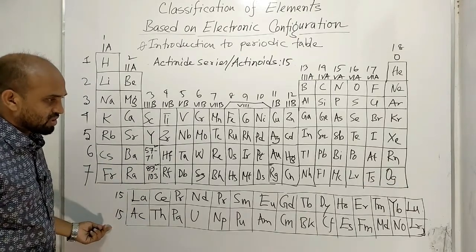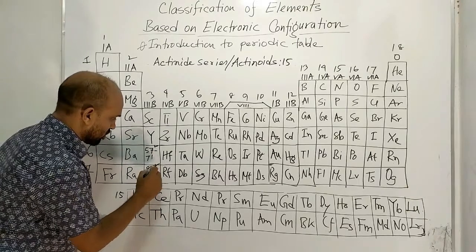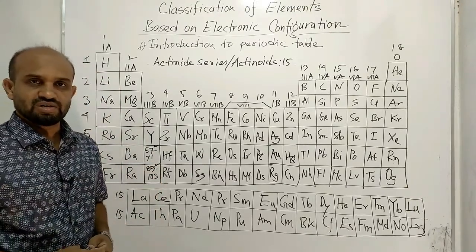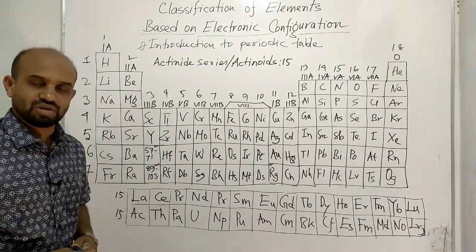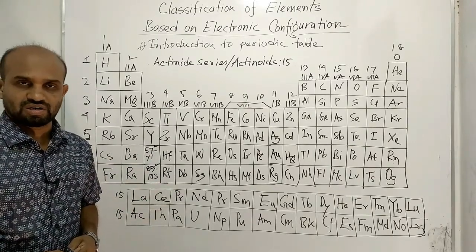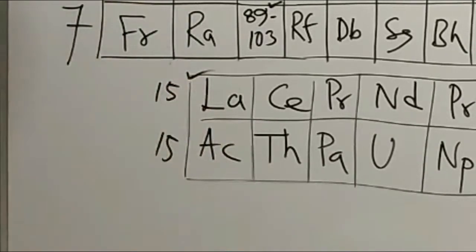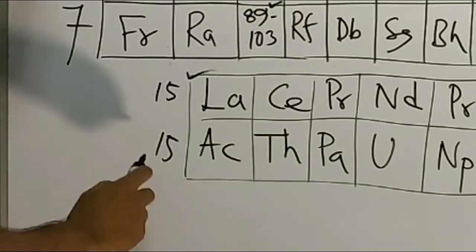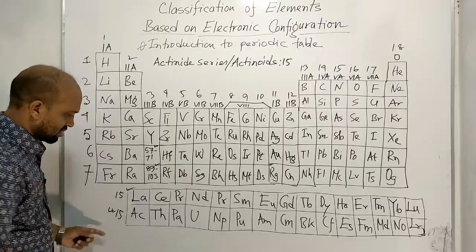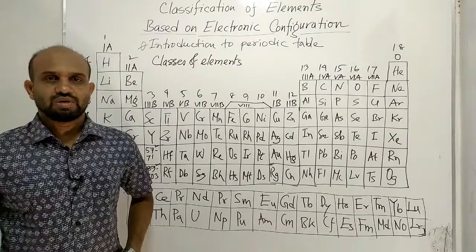But to keep these 15 elements in one place, this is very difficult. That is why these 15 elements are kept beneath the main periodic table, which is called actinide series or actinoids. So these 15 elements are called lanthanide series or lanthanoids. Another 15 elements are called actinide series or actinoids.